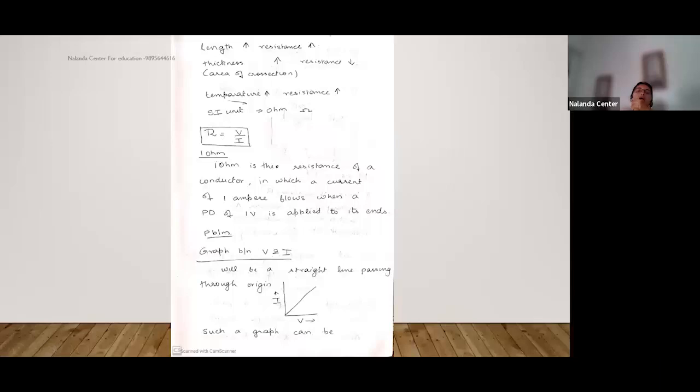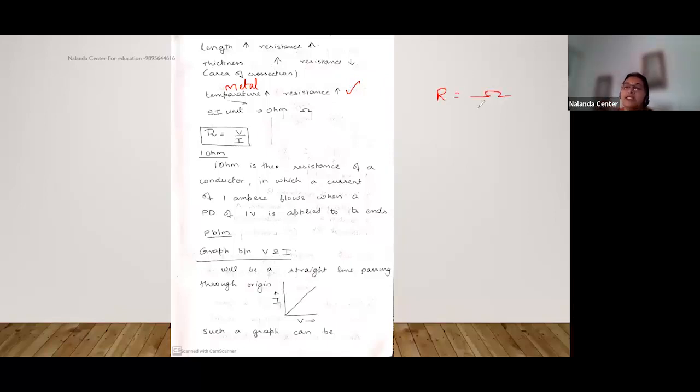Now coming to it: when length increases, resistance is going to increase. When area of cross section increases, resistance is going to decrease. When temperature increases, as far as metals are concerned, for metals, when temperature increases, resistance increases. SI unit of resistance.